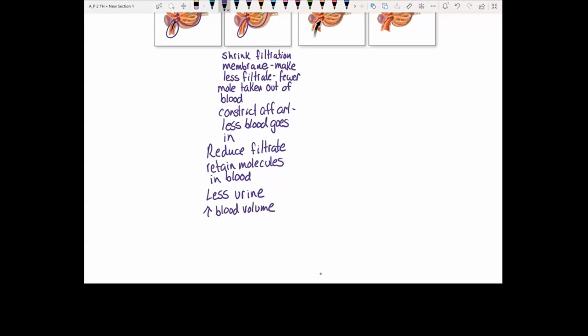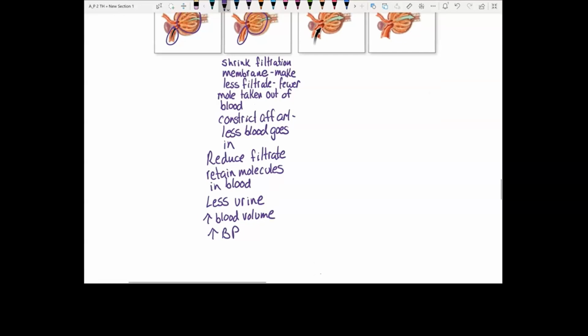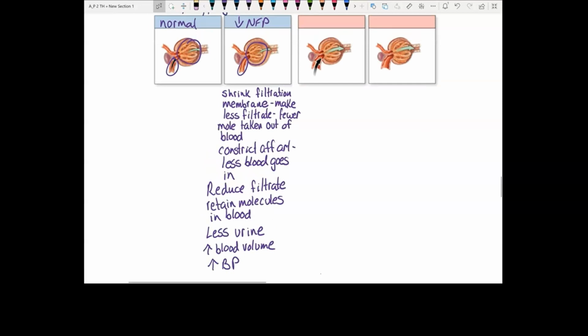And go back to your chapter 20 chart of factors that affect blood pressure. If you increase blood volume, you increase blood pressure. So this is how the kidneys can act to increase blood pressure. And if you look back at that chapter 20 chart, we put about kidneys and urine production. We just said the kidneys make more urine or they make less urine. Well, this is how the kidneys make less urine.